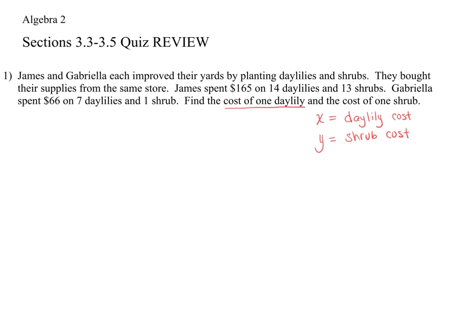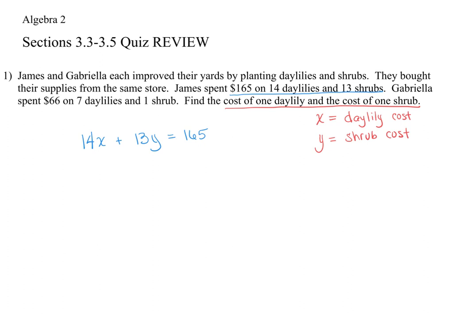So this is where we're getting our variables. Then they're going to have 2 equations based on those variables. If you see this first one, he spent $165 on 14 daylilies and 13 shrubs. In lieu of the words daylily and shrub, I'm going to put my variables. So I have 14, and instead of daylilies, I write X, and that's a plus 13, instead of shrubs, I have Y. How much did all of that equal? That was the $165 that he spent. That's my first equation.